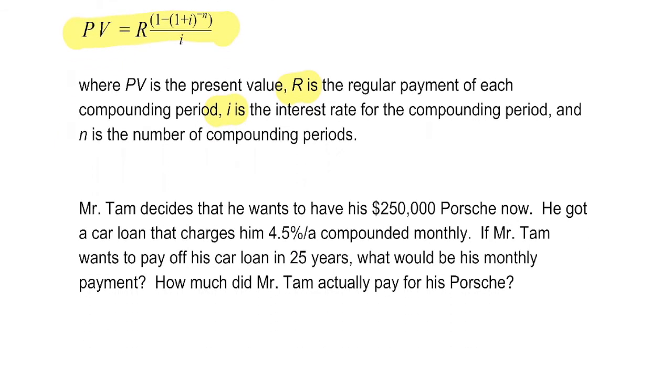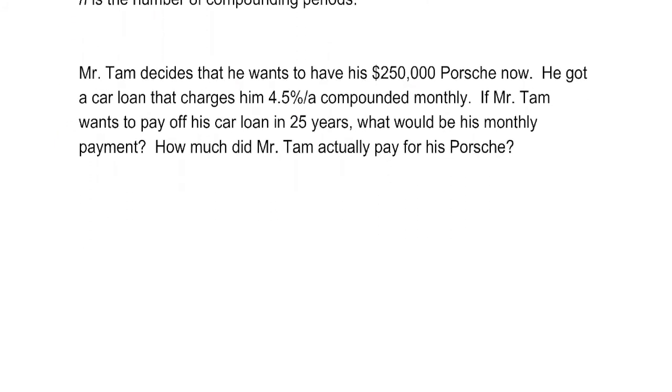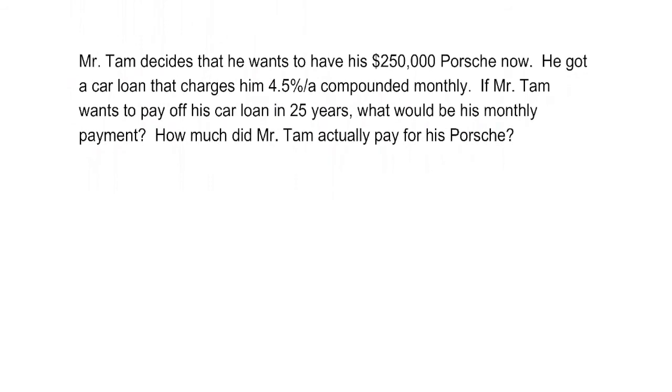So let's go back to that example of me still trying to get my Porsche. So I decided that I want my Porsche now, so I'm going to get a loan. So I found a loan that pays me 4.5% per annum, compounded monthly. And if I want to pay off my loan in 25 years, what will my monthly payment be?